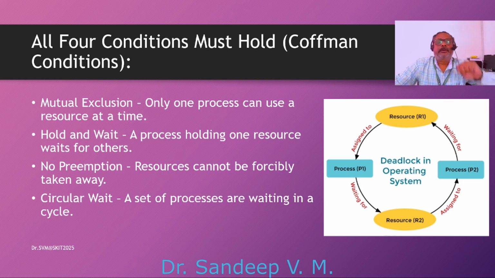So these are the four serious conditions: mutual exclusion, hold and wait, non-preemption, circular wait. When all four are satisfied together, only then can deadlock occur. If any one of them is not possible, then there is no chance of deadlock. So that's it about deadlock and starvation.